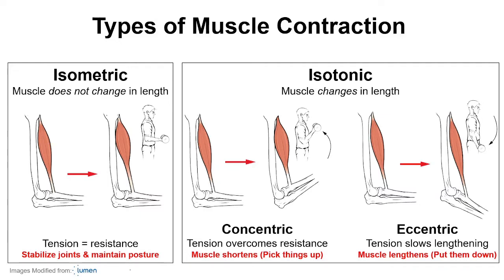There are two main types of contraction based on whether or not the muscle changes in length. Isometric contraction is important for stability. Many sarcomeres are contracting, but on the whole, the muscle does not change in length, does not shorten. Isotonic contractions do change in length. They either shorten, like in concentric contraction when you pick something up, or lengthen in eccentric contraction when you put something back down.